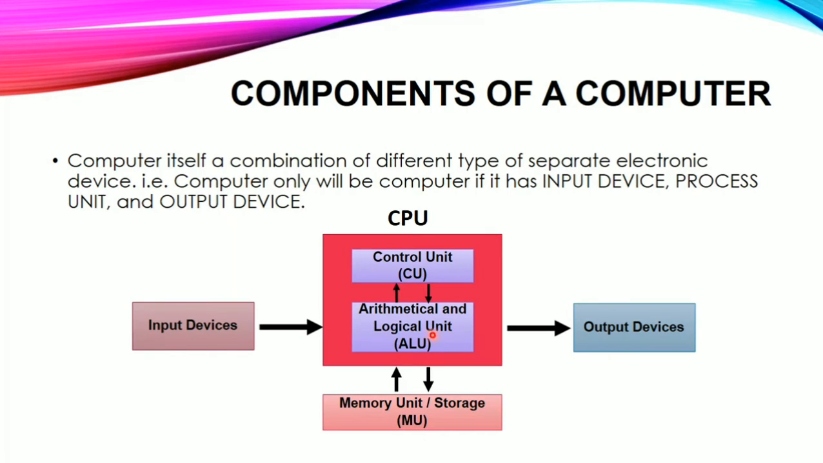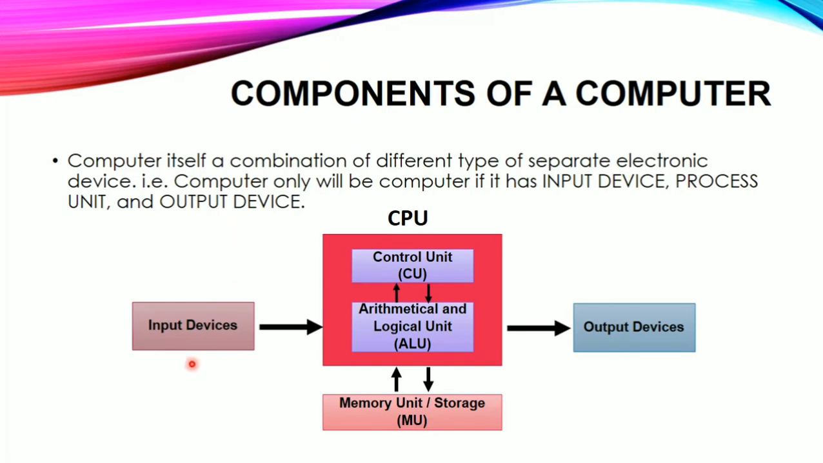In general, our computer works on a very basic, simple principle. That principle is termed the IPO cycle, that is input, process, and then output. Every time you use your computer, you will give some inputs. Your computer will process the inputs inside the CPU, and then you will get an output.